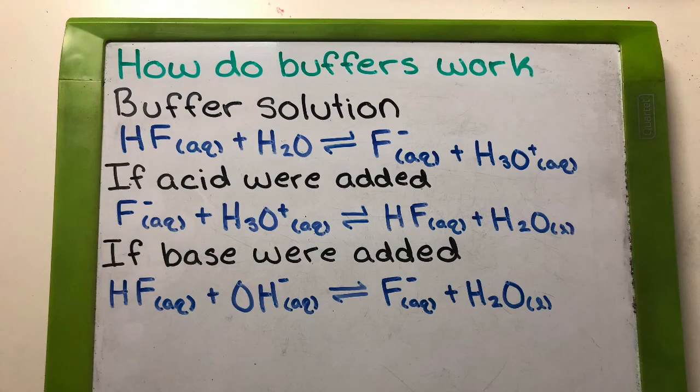How do buffers work? Let's take the buffer hydrofluoric acid and sodium fluoride as an example. When we add a base, the acid neutralizes the added base, and when we add an acid, the base neutralizes the added acid. As long as the amount of acid or base added is significantly less than the concentration of the components, the pH will change very little.